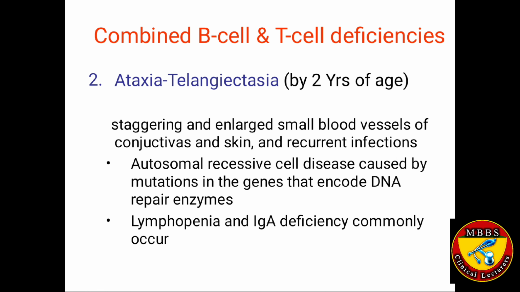Ataxia telangiectasia also has B cell and T cell deficiency, and it is an autosomal recessive disease caused by a mutation in the gene that encodes DNA repair enzymes.